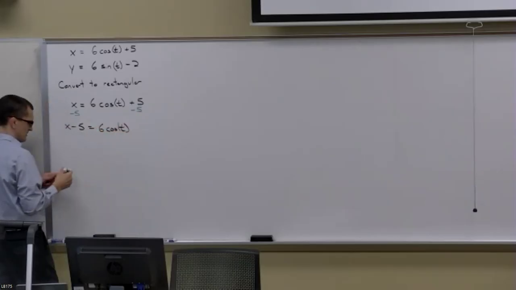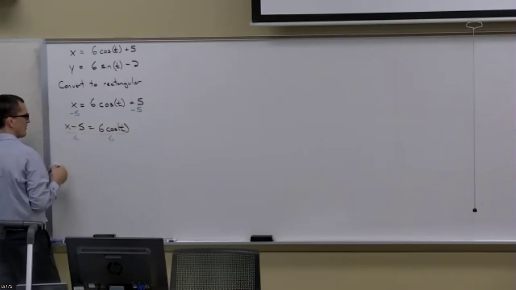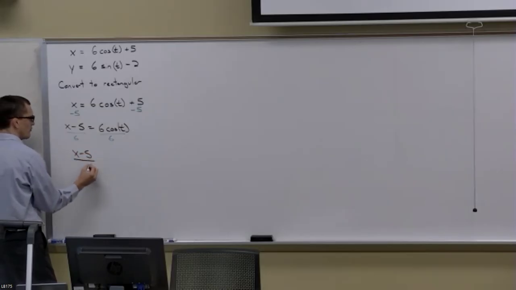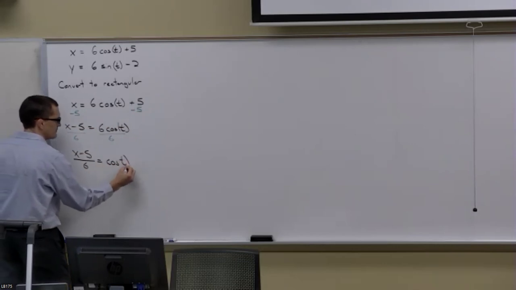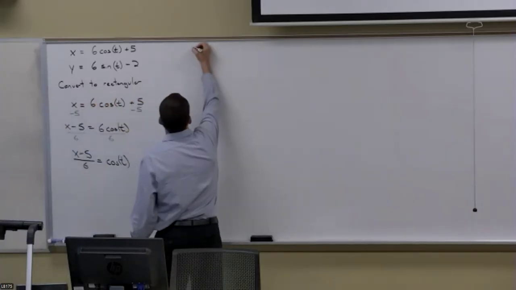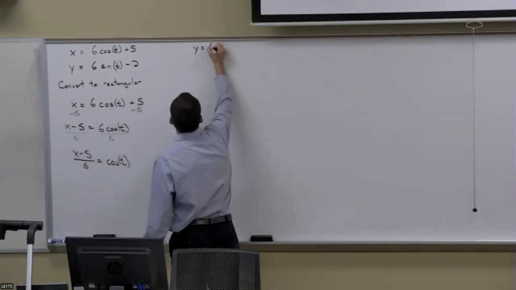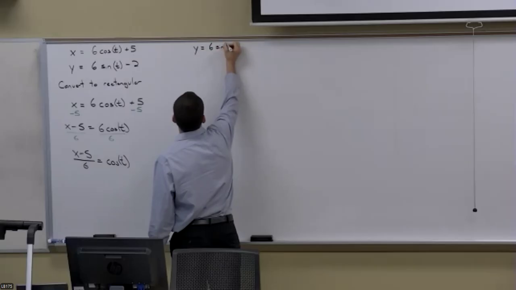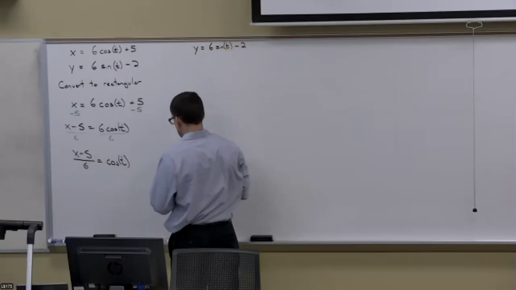And then divide both sides by 6. I get x minus 5 over 6 is equal to the cosine of t. I'm going to solve the other equation down to the trig function, meaning I'm going to get sine of t on one side.